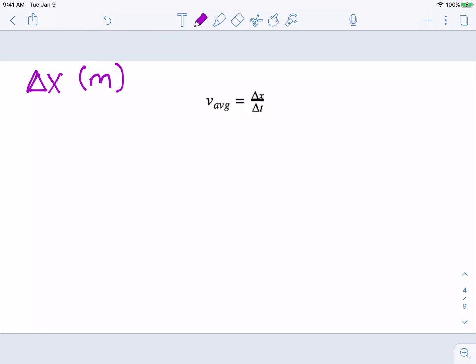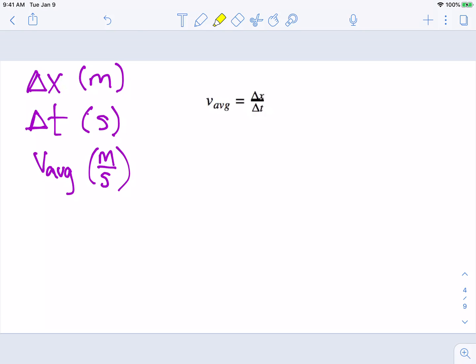And then in the denominator, there is a delta t. Okay, that means change in time. And we already know that the fundamental unit of time is seconds. Now, we do have this other variable, v, with a little avg next to it. This is standing for average velocity. Now, you may not know what the units for velocity are, but early on in your physics class, you're going to figure out that velocity is typically measured in meters per second.